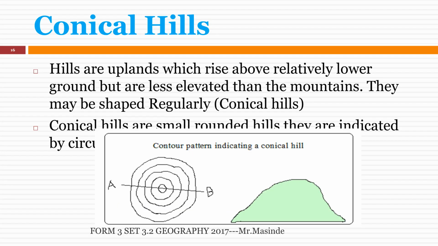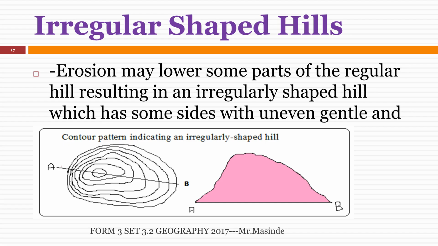Conical hills are uplands less elevated than mountains, often having a regular shape. They are small, rounded hills indicated by circular contours, as shown in the diagram. Irregular shaped hills result when erosion lowers parts of a regular hill. This leaves some sides with uneven gentle slopes and others with uneven steep slopes, modifying the contour pattern.